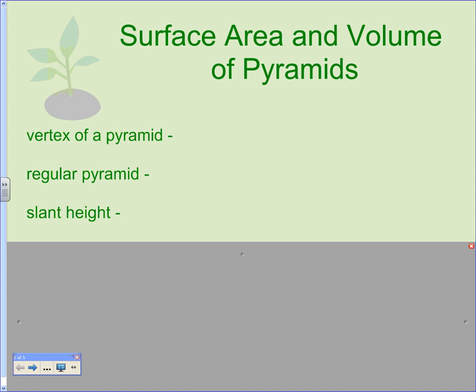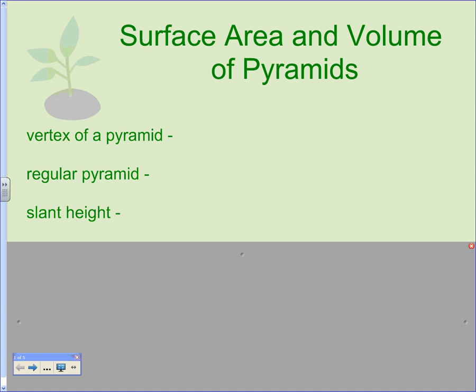Slant height. You know what the slant height's going to be? If you look at this, it's not an actual pyramid, but the slant height is from the vertex down to the base. Does that make sense? Just like on a cone. Have we done cones this year? Not yet? Okay. Well, it'll be the same on the cone.